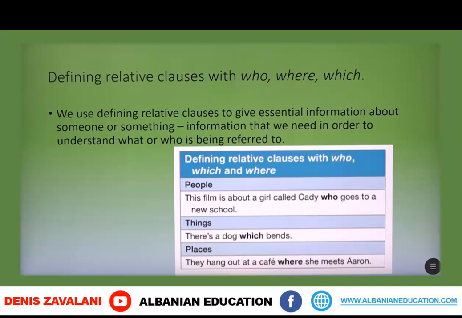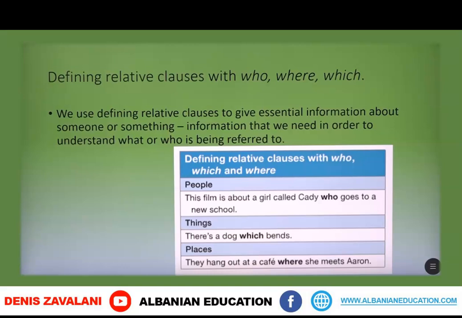Starting with people, we use who when we are talking about people. This film is about a girl called Caddy who goes to a new school. So we know that we are referring to Caddy. Caddy is a person, so we use who.